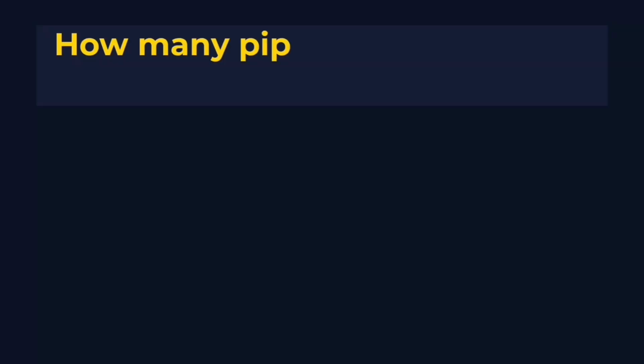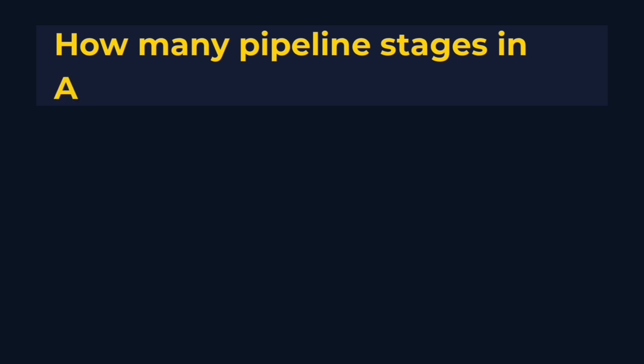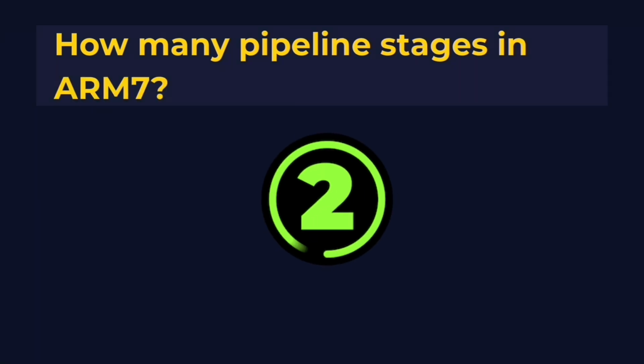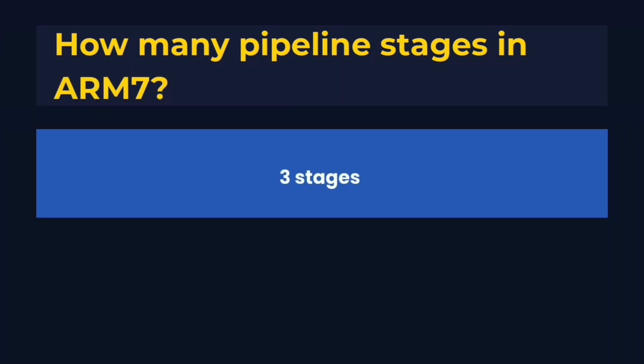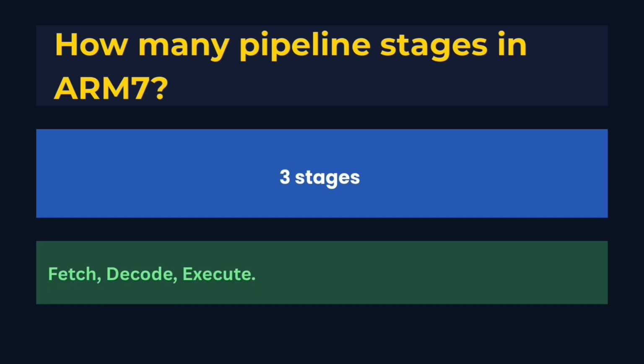How many pipeline stages exist in ARM7? 3. They are fetch, decode and execute. Fetch, that is instruction is fetched from the memory. Decode, that is instruction is interpreted. Execute, that is operation is performed.